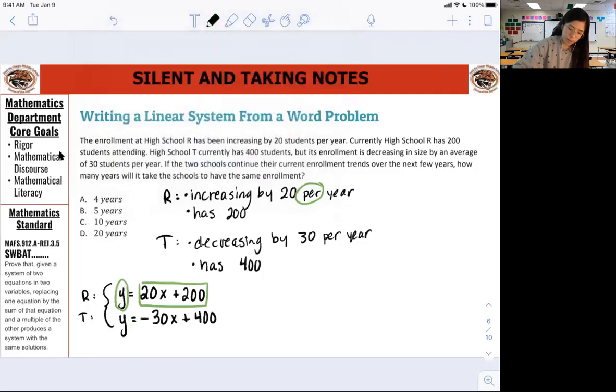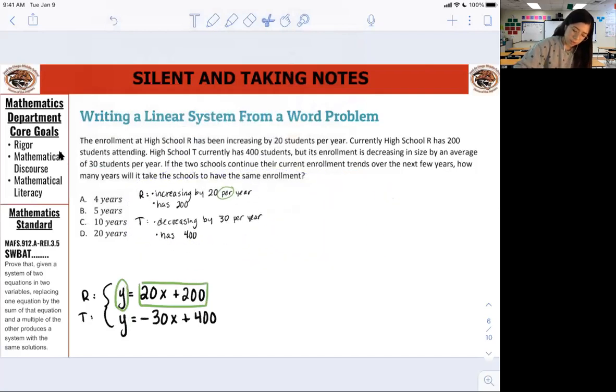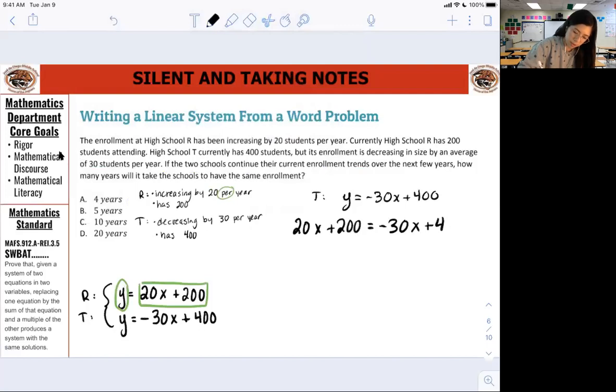So equation T. Let me make this smaller. Okay. So equation T tells me that y equals negative 30x plus 400. So I take what I highlighted in green and I'm going to plug it in for y. So this is 20x plus 200 equals negative 30x plus 400. And I can solve.